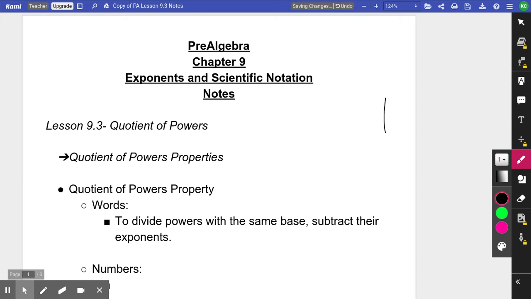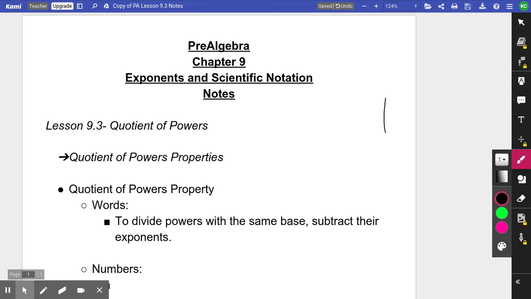Guys, welcome back. We're going to continue on with chapter 9. Last time, if you remember, we did product of powers, so we were multiplying our powers. Today, in lesson 9.3, we're going to do the quotient of powers. Okay, so first we're going to talk about the quotient of powers property.